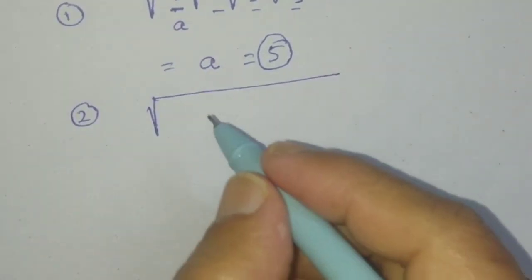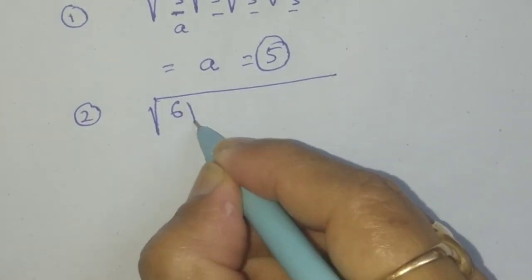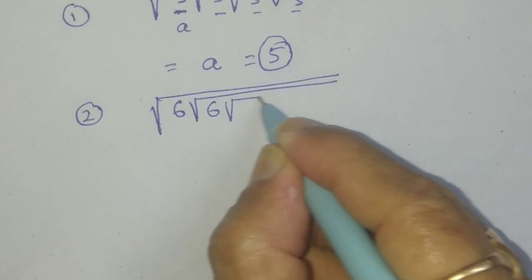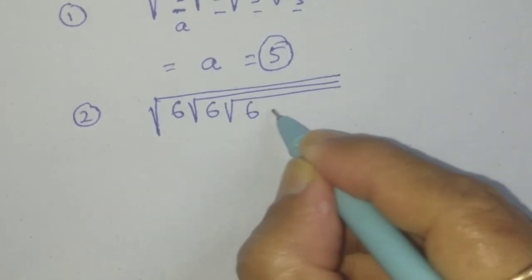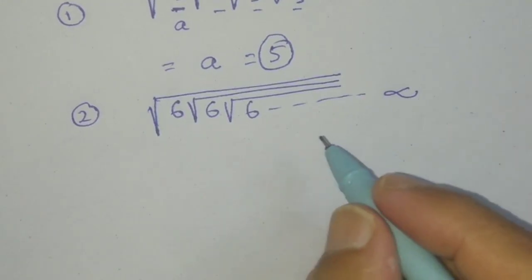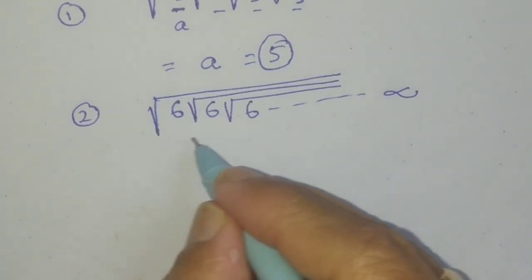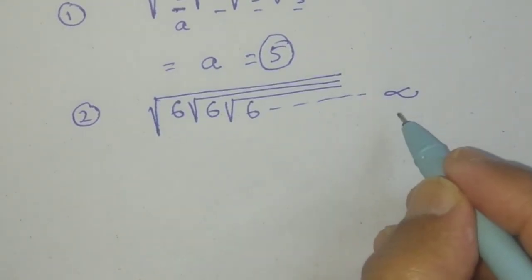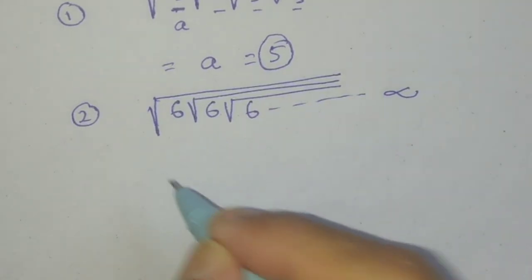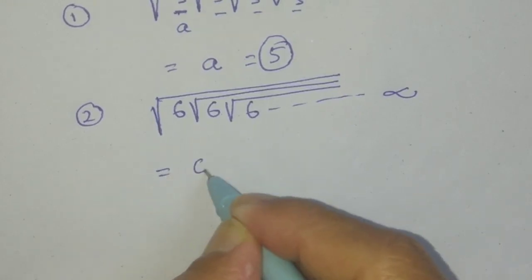If the question is like this, root 6, root 6, root 6, this is up to infinite. So, what is the answer of these questions? You can say easily the answer is 6.